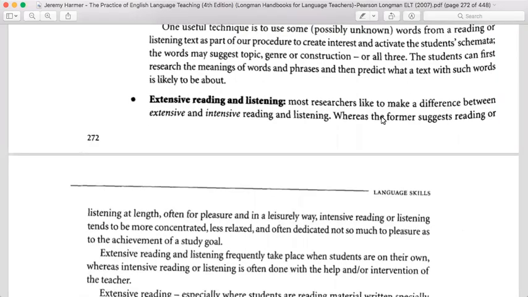Okay, so today we are going to talk about extensive and intensive listening, and we are going to look at the activities that a teacher can create to teach both of these skills basically. Okay, now these are the kinds of listening, and both of them are important to give students practice in order to improve their listening skills.